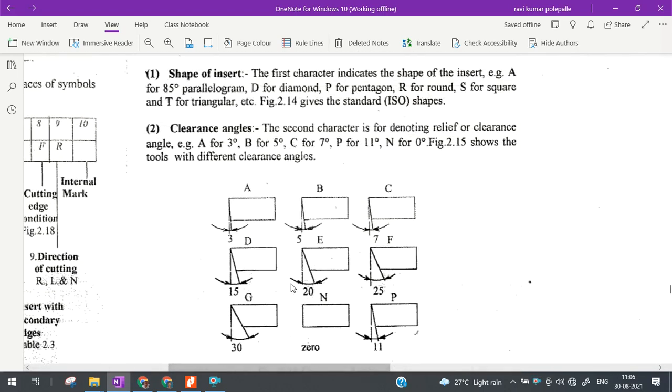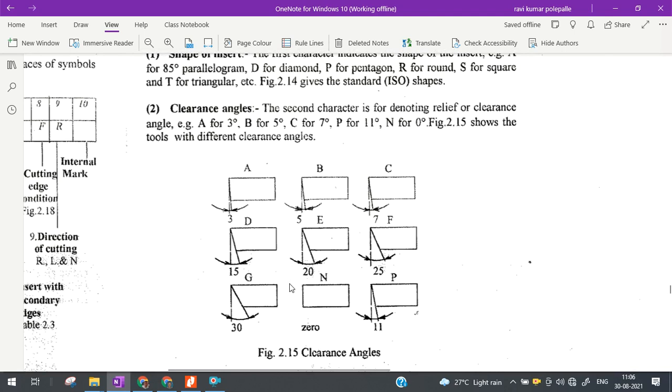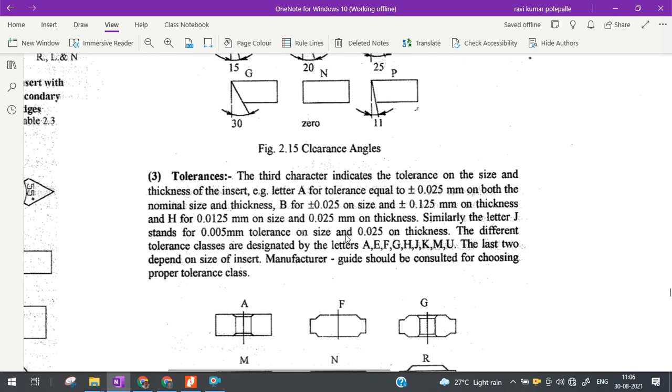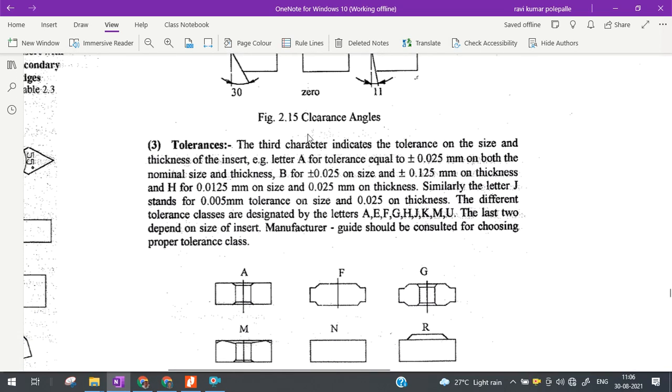Another specification, clearance angle. Clearance angle 2 degrees, 3 degrees, like that. The angle may be specified. Next, tolerances. So this is the tolerance on the thickness of the insert.